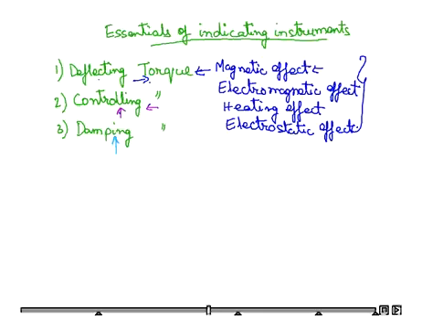The damping torque opposes the movement of the pointer and operates only when the system is moving. So with all the three torques we get the ultimate reading. So deflecting torque क्या करता है, सबसे पहले वो पॉइंटर को डिफ्लेक्ट करेगा. कंट्रोलिंग टॉर्क विल कंट्रोल कि वो डिफ्लेक्शन जो पॉइंटर का इसकी वजह से हो रहा है वो किस हद तक हो, कितना ज्यादा डिफ्लेक्शन हो.